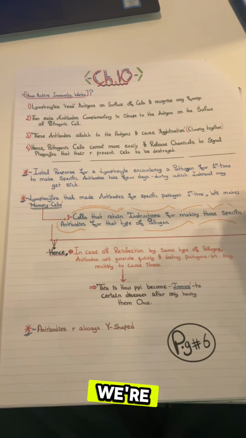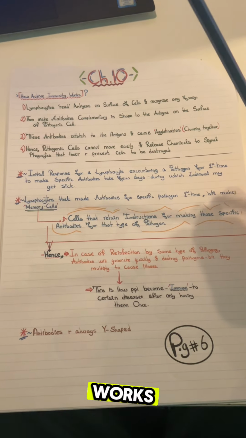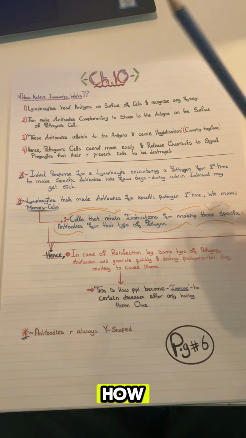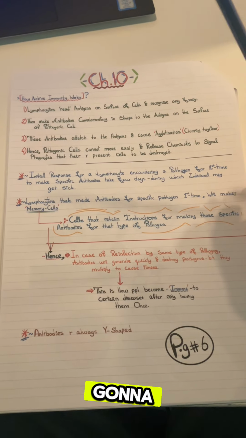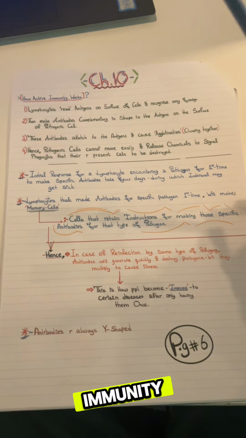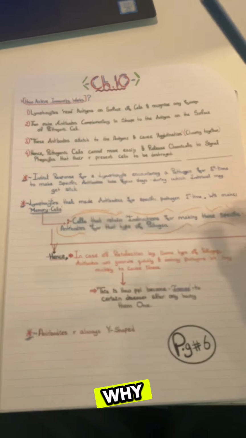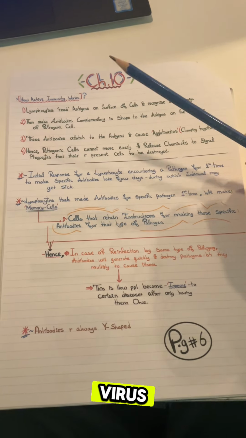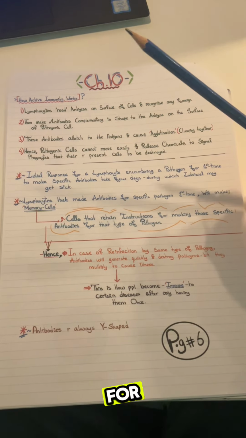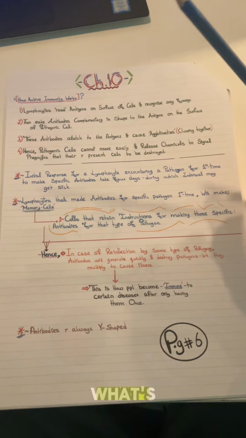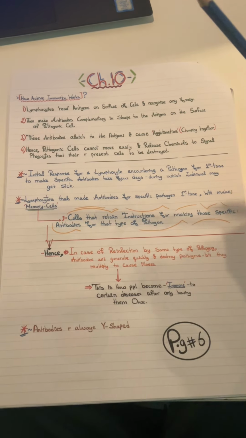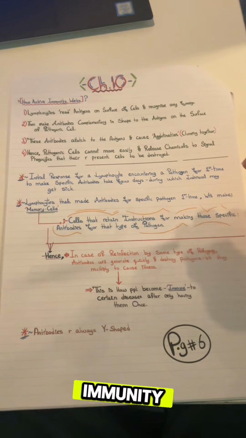In this video, we're gonna learn how active immunity works. And not only are you gonna learn how active immunity works, but you're also gonna learn how people develop immunity, and you're also gonna learn why, when you get infected with a virus or flu, you get sick for a certain amount of time, okay? And what's actually happening during this time. So, how active immunity works.